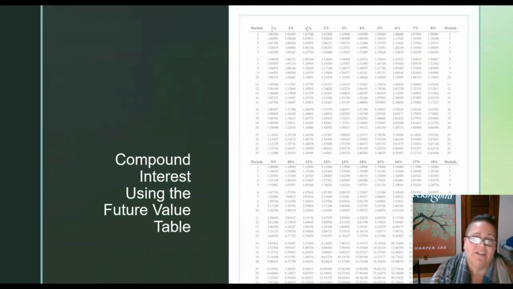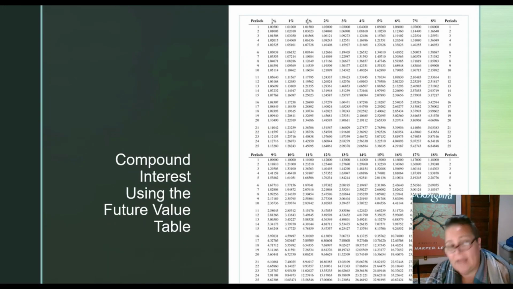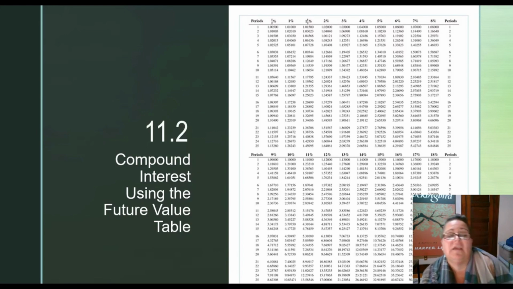So the next section is section 11.2, and in 11.2 we are going to be using the tables, table 11.1 if you are in your textbook, or the future value table if you are looking at the printout that I offered. All right, so this is a copy of the future value table. You will see that across the top we have percentages, and down the side we have 25 periods. Then halfway through we start with more percentages, 9, 10, 11, and 12, and another 25 periods.